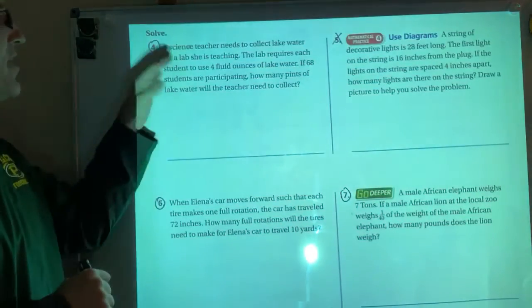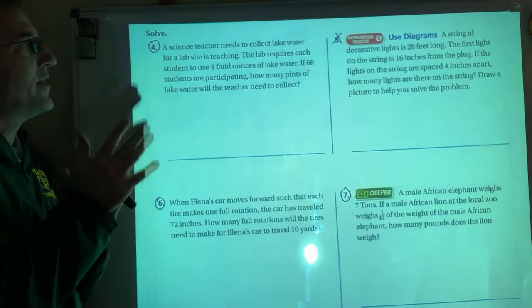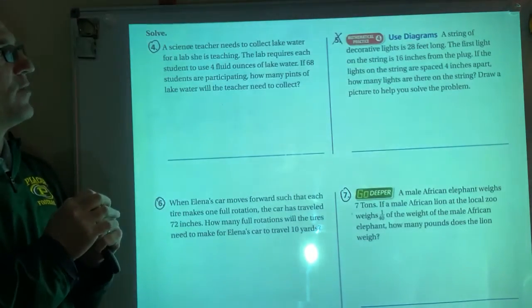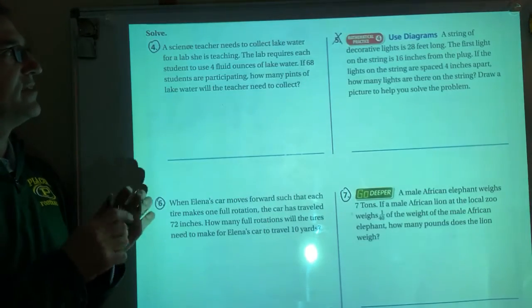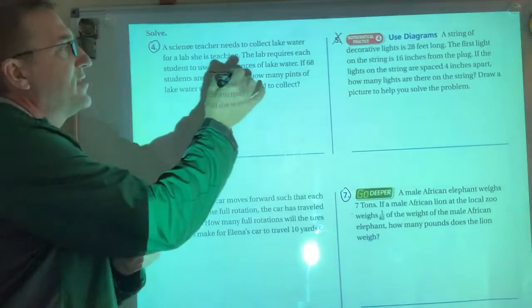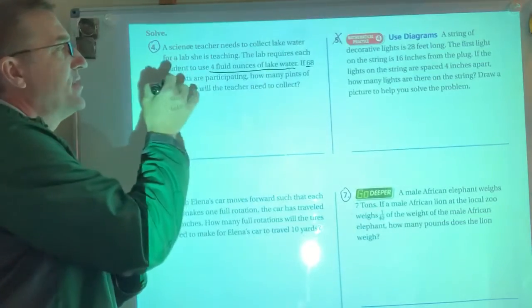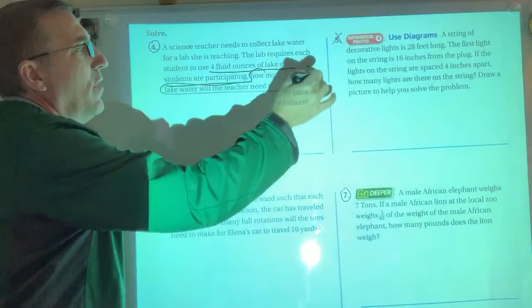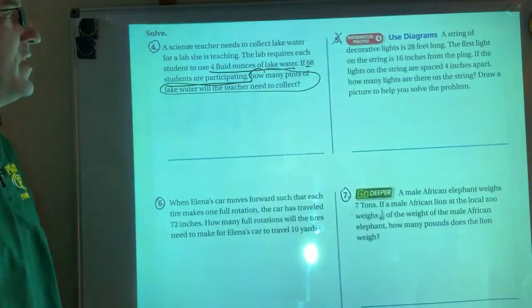Okay, so I've got here a science teacher needs to collect lake water for a lab she is teaching. The lab requires each student to use 4 fluid ounces of lake water. If there are 68 students, so I've got 4 fluid ounces for each, right? 68 students are participating. How many pints of water are going to need to be collected?